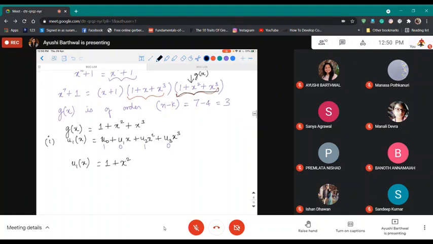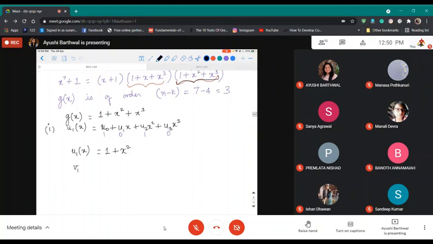If you want to find out the code word for this data, you have to multiply u1x by gx. First let's multiply 1, so it would be 1 plus x square plus x cube. Now let's multiply x square. It would be x square plus x4 plus x5.